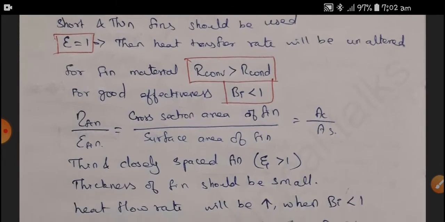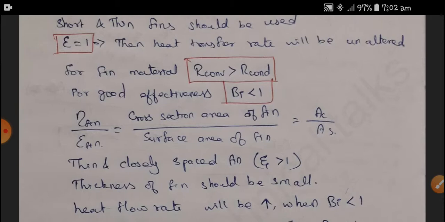If the fins are thin and closely spaced, then the effectiveness is greater than 1. The thickness of the fin should be small, so you have to remember that. So why are we using thin and closely spaced fins? Because the effectiveness is greater than 1, so we can use thin as well as closely spaced fins.